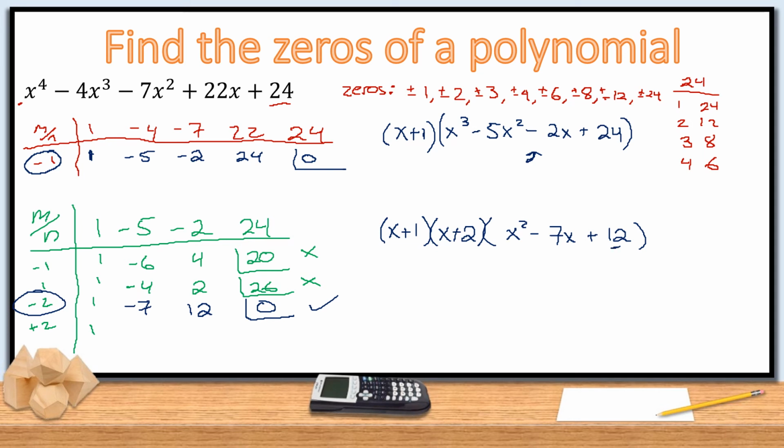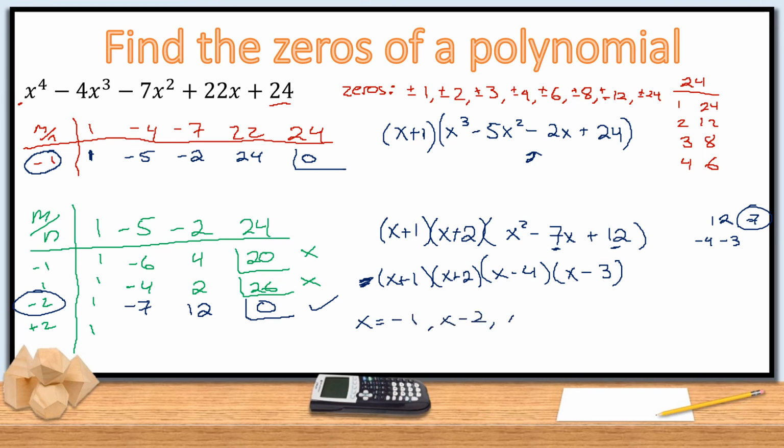What are the factors of 12 that add up to be -7? That would be -4 and -3. So we could say this is x minus 4, x minus 3, and then we've still got our original factors. So this is our final answer. If we're asked for the factor form, this is what it is. If we're asked for the zeros, we've got -1, -2, 3, and 4. So those would be my 4 zeros. So it's going to cross the axis at those 4 points.